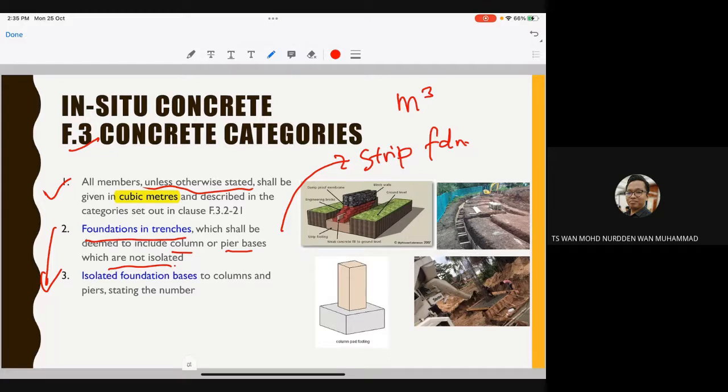Apa maksudnya? Katakanlah situasinya macam ni. Kita buat foundation, strip foundation lah. So foundation in trenches. Saya buat macam ni lah senang.